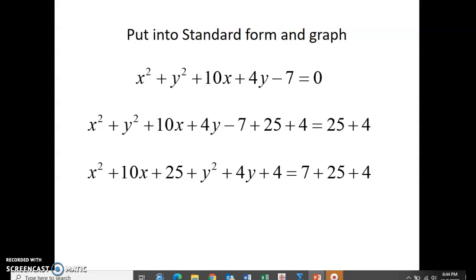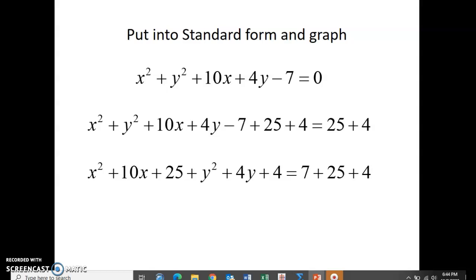So again, we have x squared plus 10x plus 25. Those are all the x term values that we're going to deal with. And then we have y squared plus 4y plus 4. And then we're done with all the terms. Now the 7 is on the other side, plus the 25 plus the 4 that we had from when we divided the numbers and squared them.